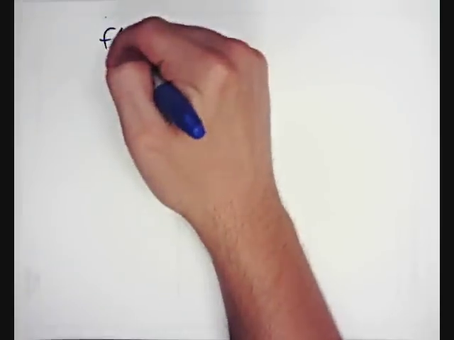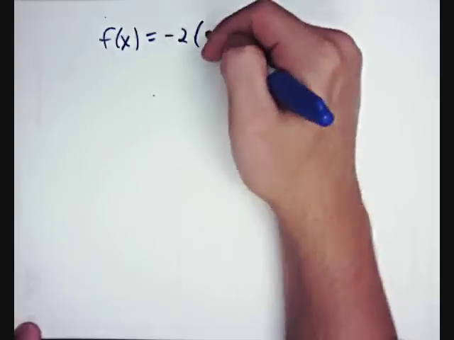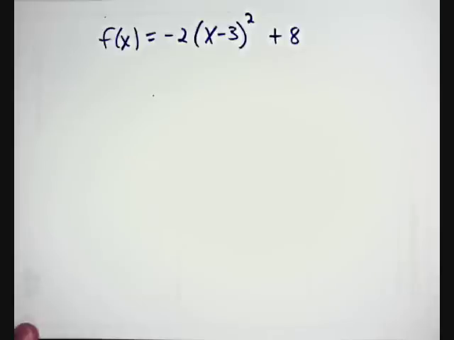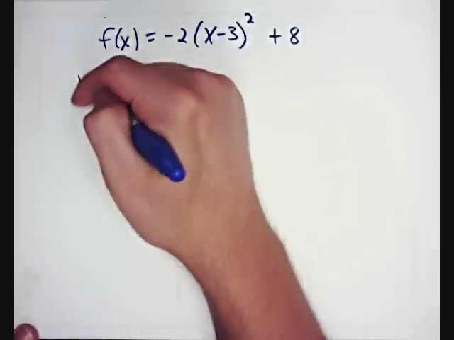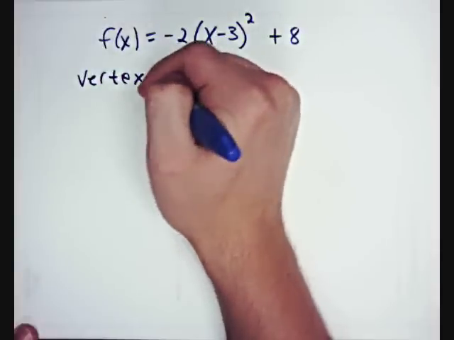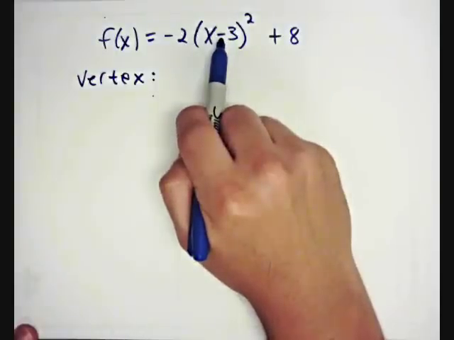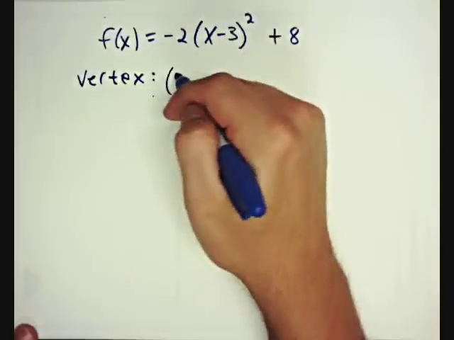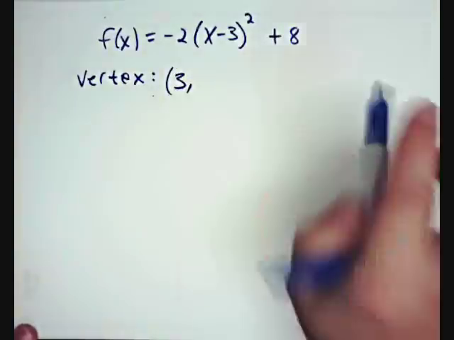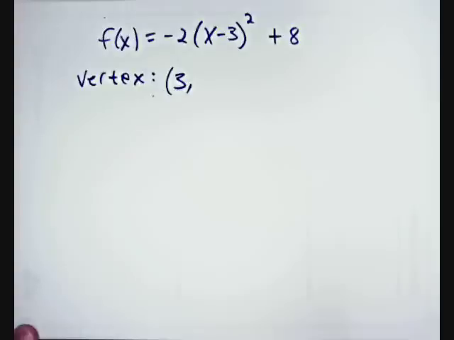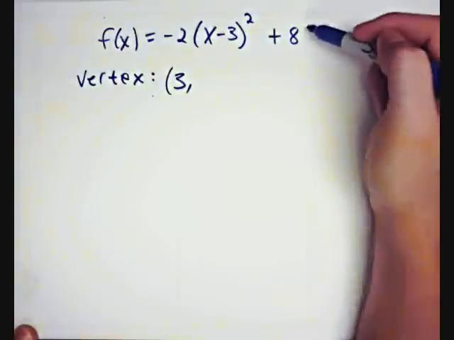Example 2, graph the function f of x equals negative 2 times x minus 3 squared plus 8. So again, start with the vertex. Vertex we can visually see. Remember, the form is x minus h, so this minus sign is part of the equation, and that tells me h is positive 3. So when looking at the vertex, you always want the opposite of what you're seeing. If you're seeing a minus 3, that means x is going to be positive 3. Outside, the y-coordinate exactly as you see it, plus 8.